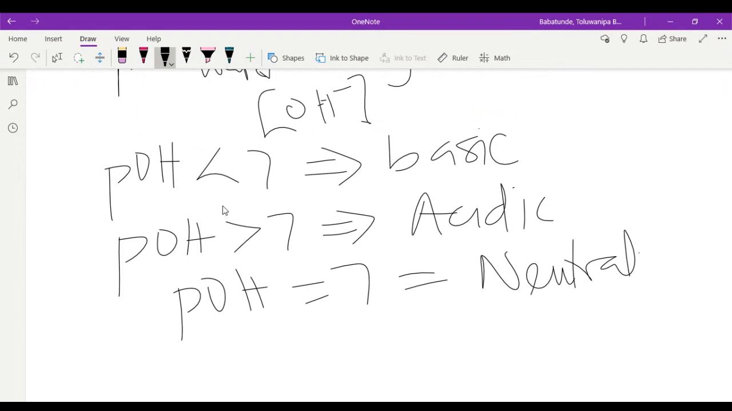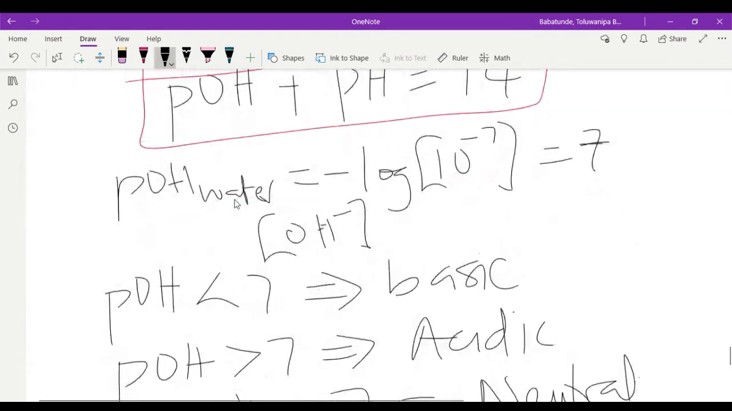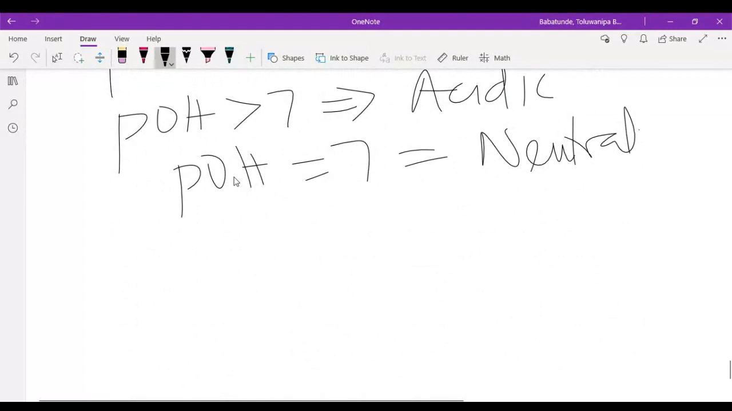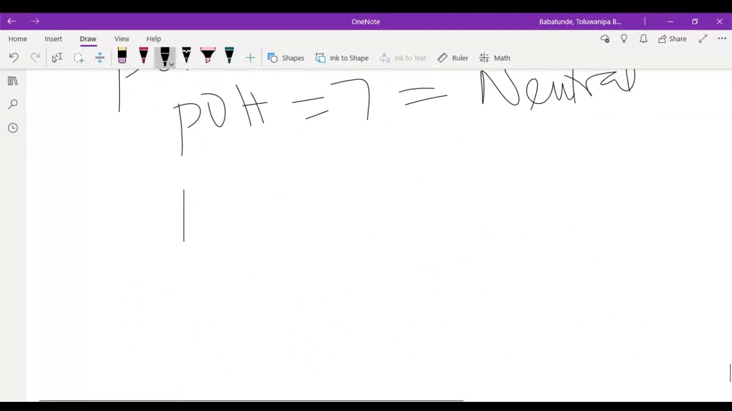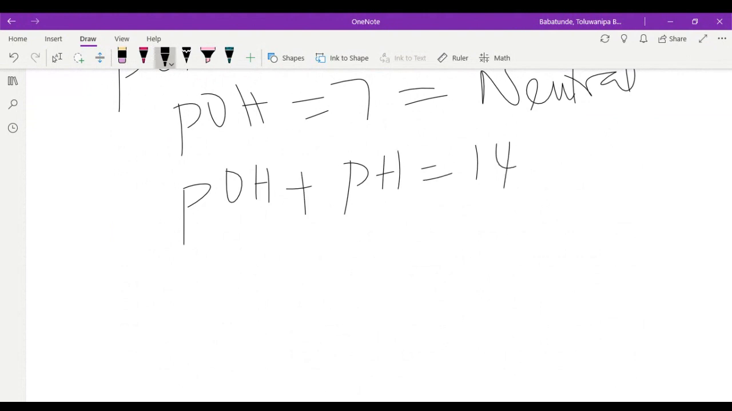And of course, when we know the pOH, we can find the pH using the previous expression: pOH plus pH is 14. So if you know the pOH, your pH is going to be 14 minus pOH. This expression is very important. We can use the dissociation constant of water to find the pH or pOH or whatever we want to find.